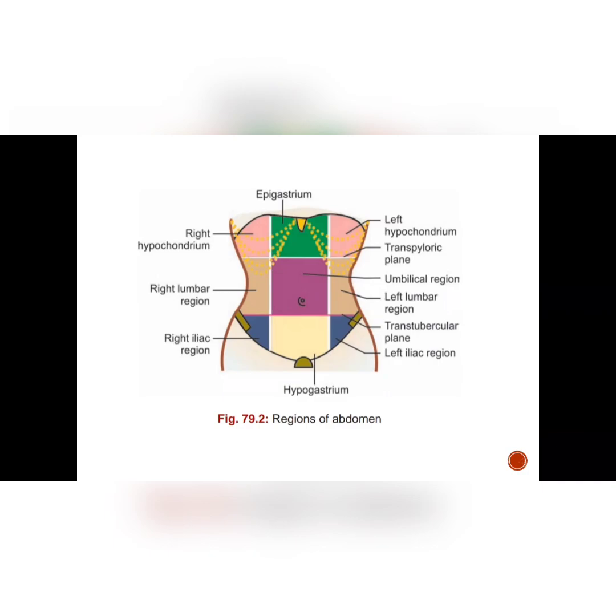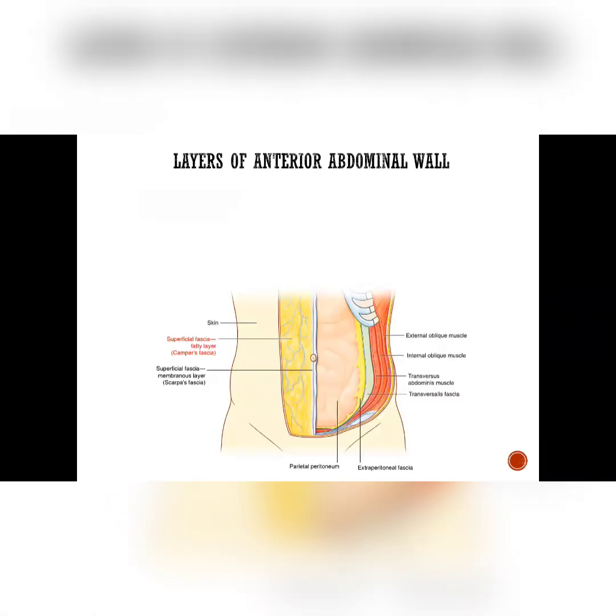When you know the names of these regions and the organs associated with them, when the patient presents to the clinic with pain or swelling in either of these regions, you will be able to diagnose which organ is affected based on the symptoms of the patient and the site in which you can elicit these signs. So please be thorough with the 9 regions of the anterior abdominal wall.